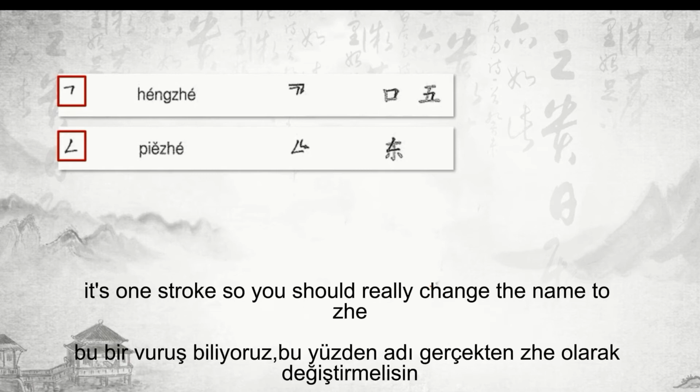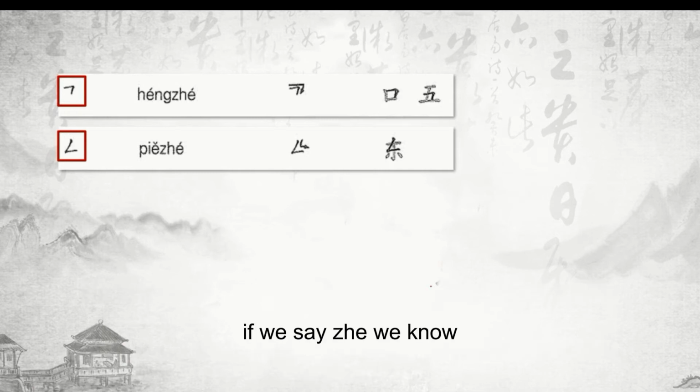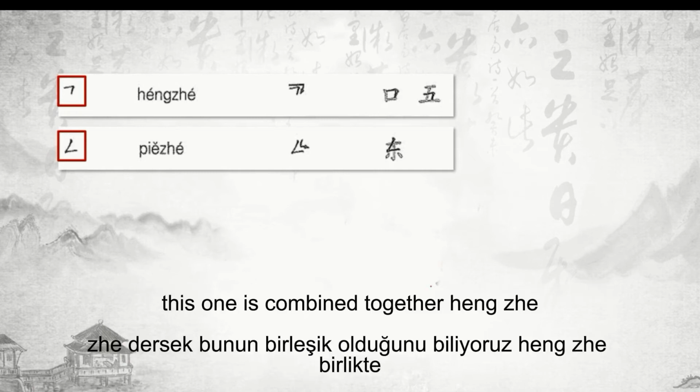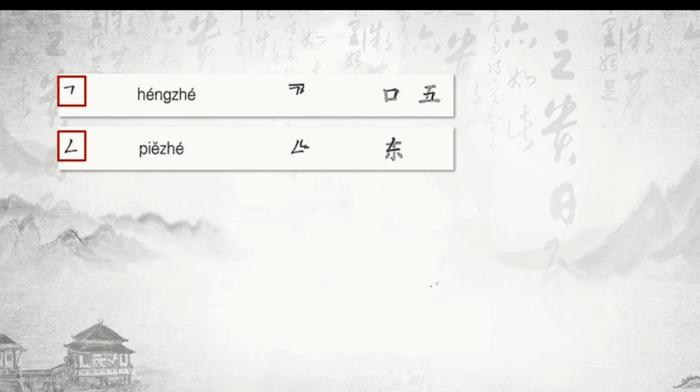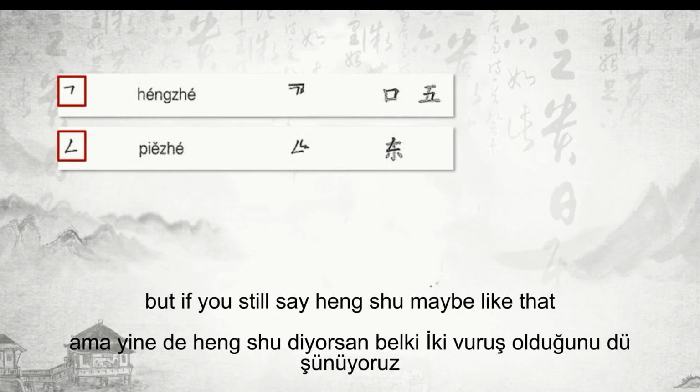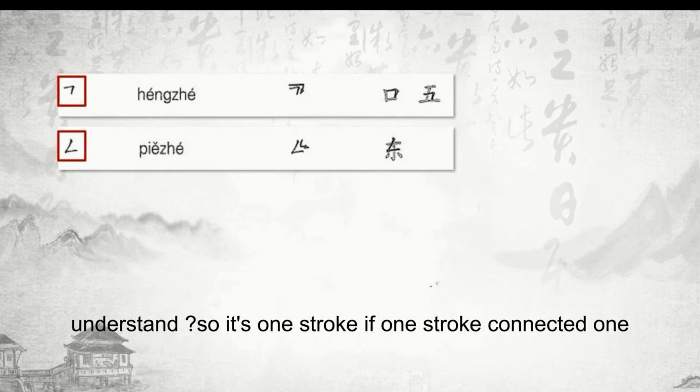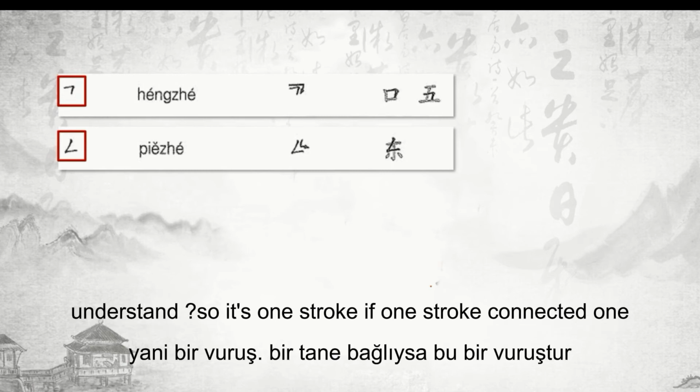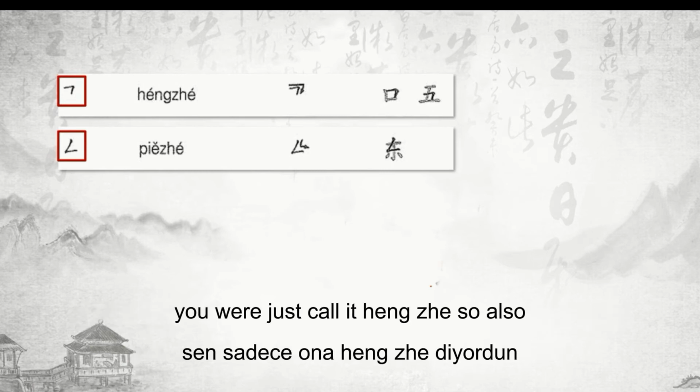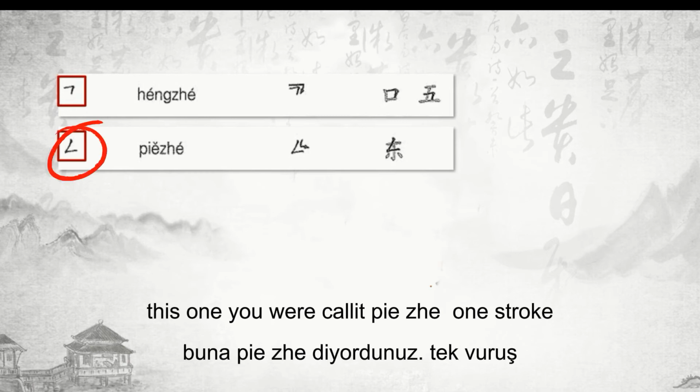So you should rarely change the name to 折. If we say 折, we know this one is combined together. 横折. But if you still say 横竖, maybe like that. 明白吗? So it's one stroke. If one stroke connected one, you will just call it 横折. So also this one you will call it 撇折.